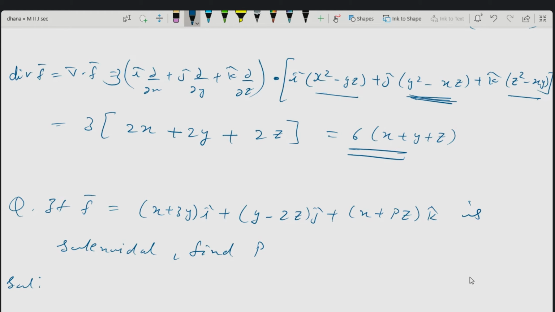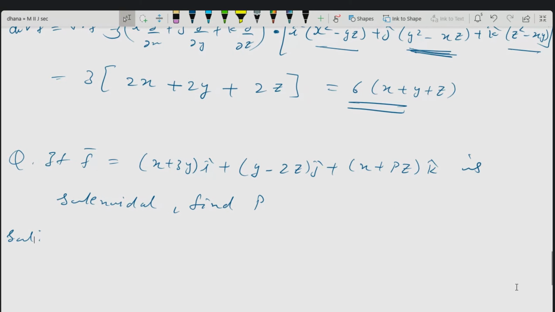Try. Since I have given this statement, if f bar is solenoidal, means divergence of f bar will be equal to 0. If divergence of f bar is equal to 0, then f bar is a solenoidal vector. So it's given here f bar is solenoidal. That means divergence of f bar will be equal to 0. So first calculate divergence of f bar, equate it to 0, and from that you will get your p value. So calculate and tell me. I'm not going to solve this on board. You tell me what should be the p value. What will be the p value?